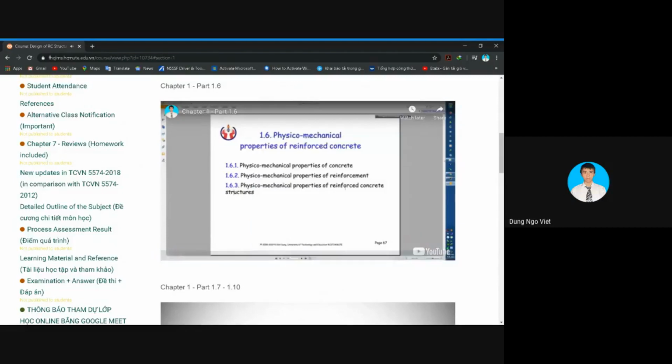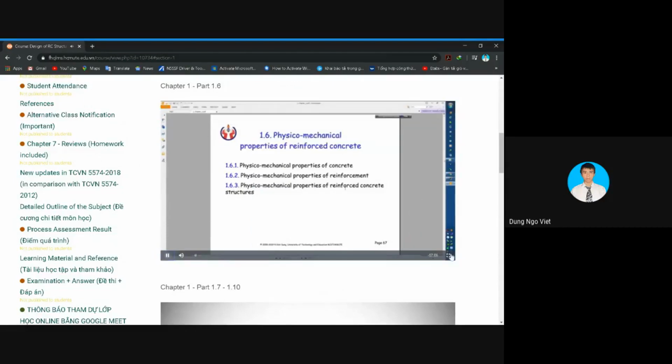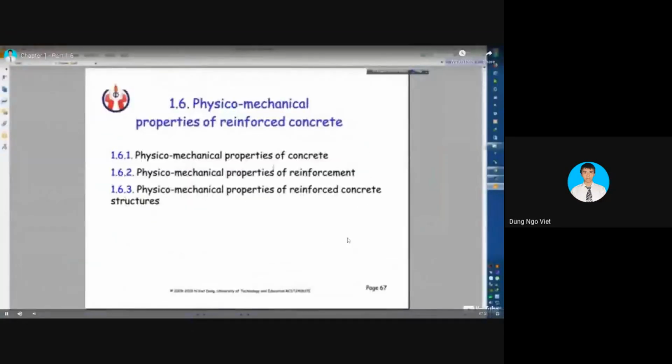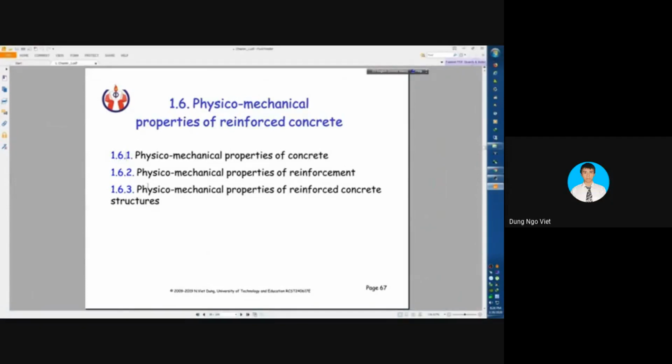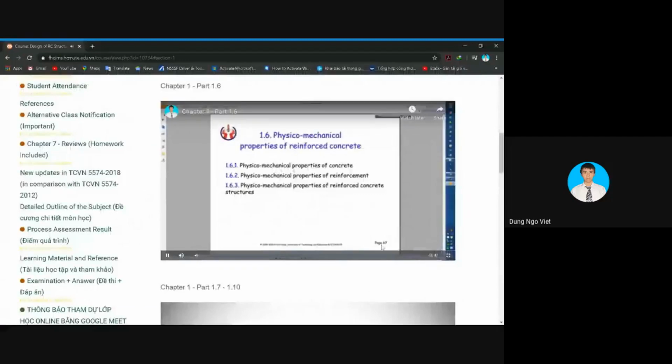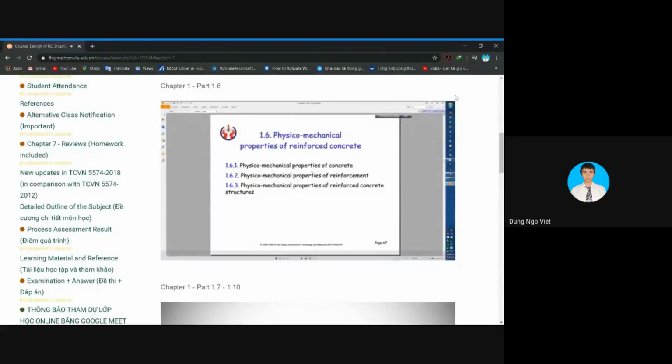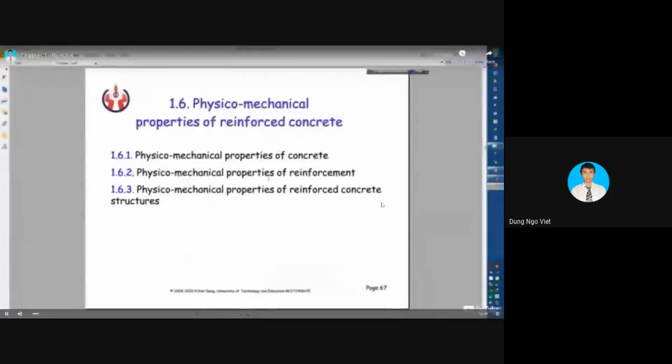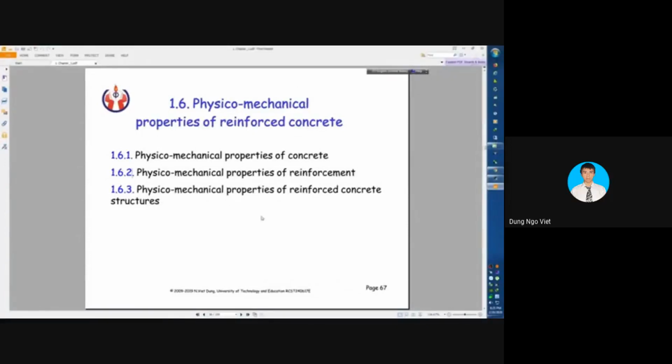Hello everyone, it's me again. And now we continue to learn 1.6, physical-mechanical properties of reinforced concrete. So in this 1.6 part of chapter 1, we have three subparts. 1.6.1, physical-mechanical properties of concrete. And the second one is physical-mechanical properties of reinforcement. And the third one, physical-mechanical properties of reinforced concrete structures.